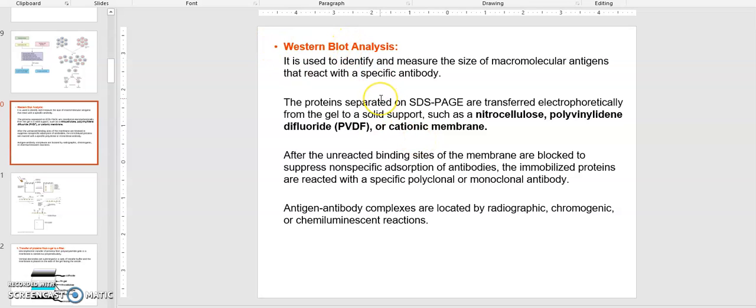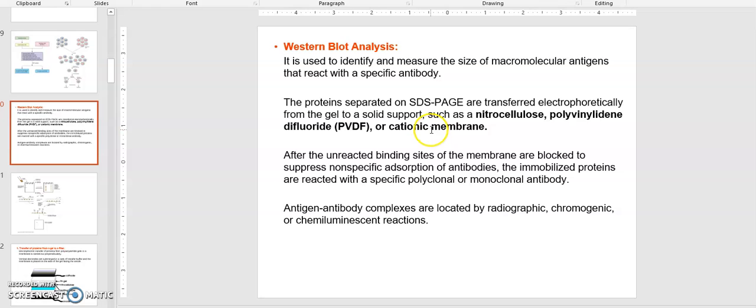So Western blot analysis, we talked about Southern blot analysis, Northern blot analysis, just like that. Western blot analysis is a detection method, but this is not a DNA or RNA detection method. Instead, this is a detection method used to detect a specific single protein. That's what Western blot analysis is. Okay, now how does it work?